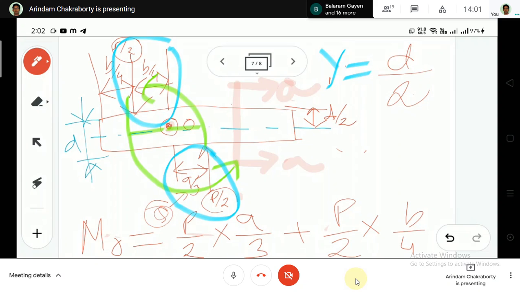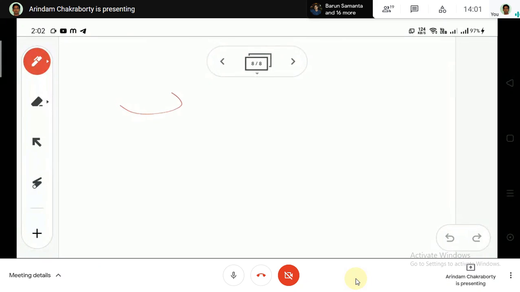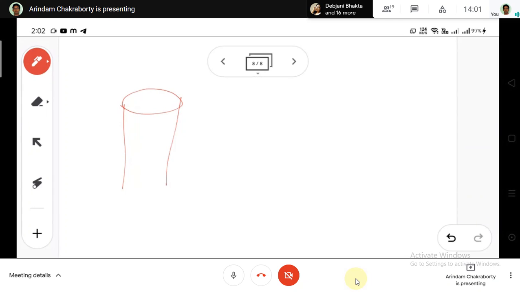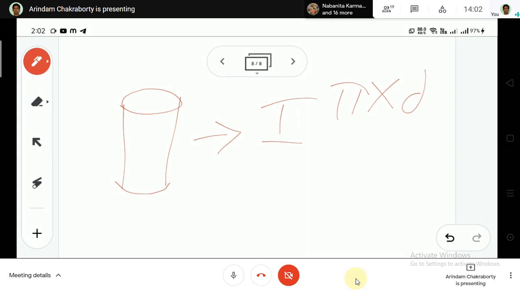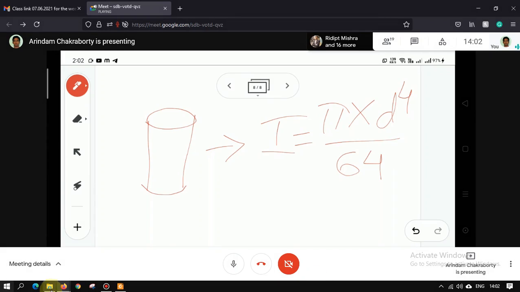Now last but not the least, since it's a cylinder, we should know how to find the moment of inertia. For that we don't have to derive it, we just have to write the formula. I equals pi into d to the power 4 by 64. Is that clear?